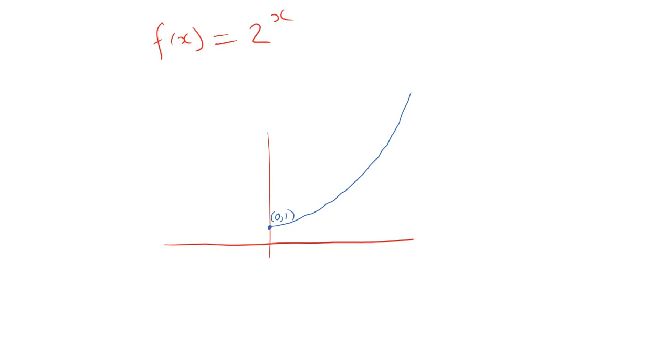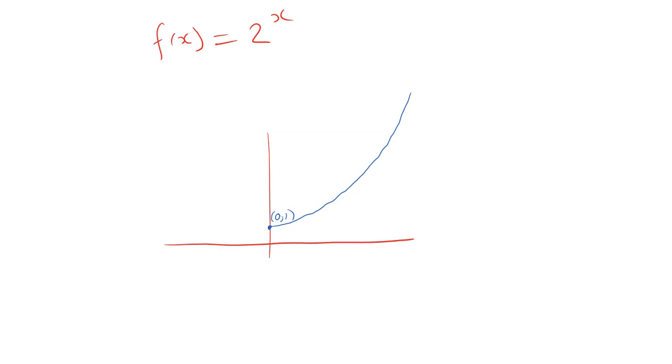Now, what about to the left? What about when x is negative? Well, we know what that means in terms of exponents. If I have 2 to the power of -1, it's a half. 2 to the -2 is a quarter, and then we'd have an eighth, a 16th, and so on.